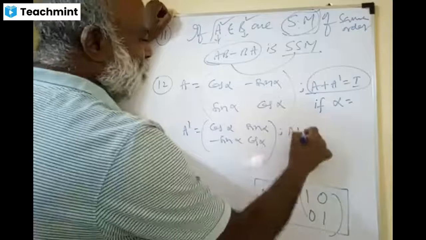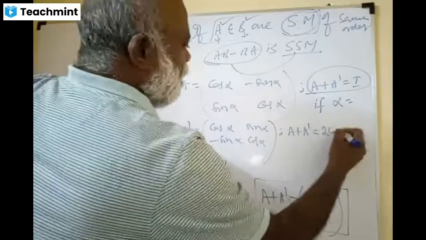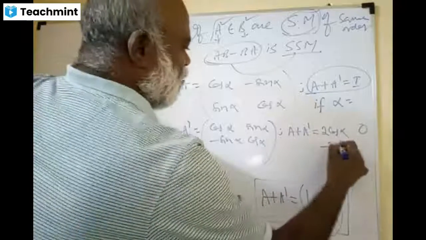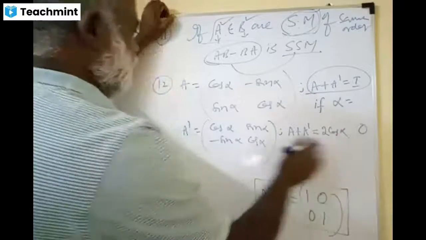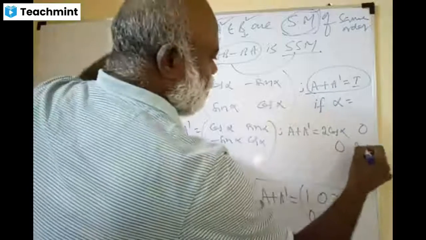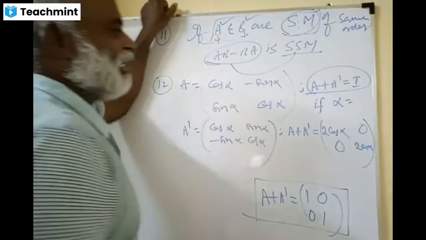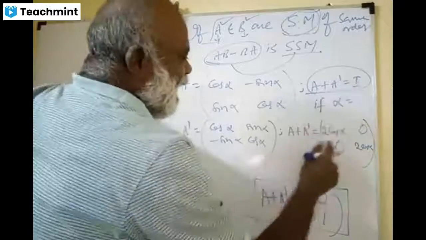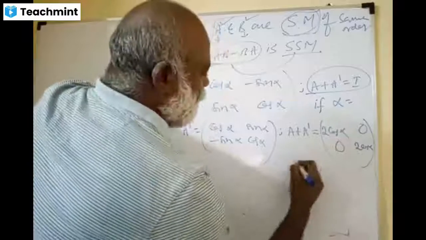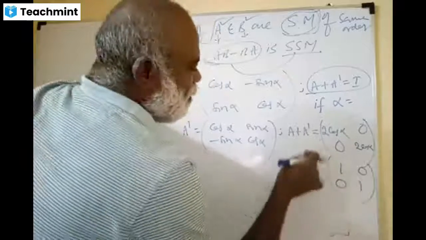Now you write A plus A dash. A plus A dash is 2 cos alpha, 0, 2 minus 2 sin alpha, sin alpha minus 0, and cos alpha, 2 cos alpha. Now, he said that A plus A dash is I. I means 1 0, I is nothing but 1 0 0 1. So this is equivalent to this one.